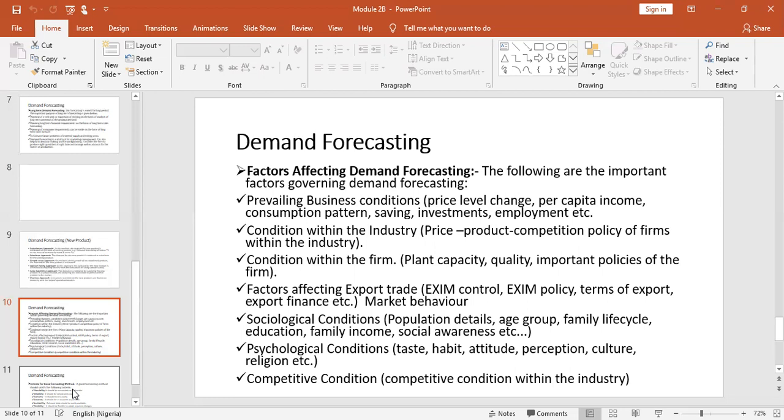Sociological conditions: population detail, age group, family life cycle, education, family income, social factors, etc. Psychological conditions: how people's psychology and competitive conditions within the industry and things like that. They are all important factors that affect demand forecasting and make it realistic and reasonable if every step is taken carefully.